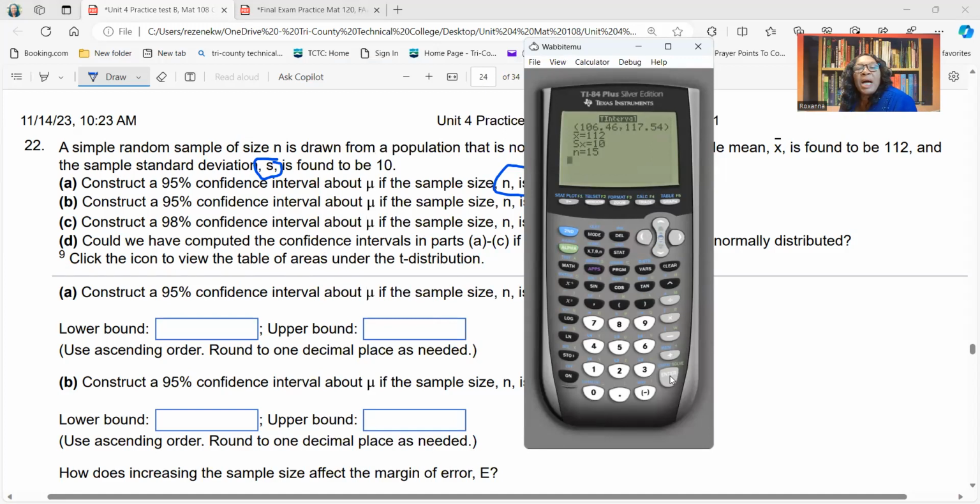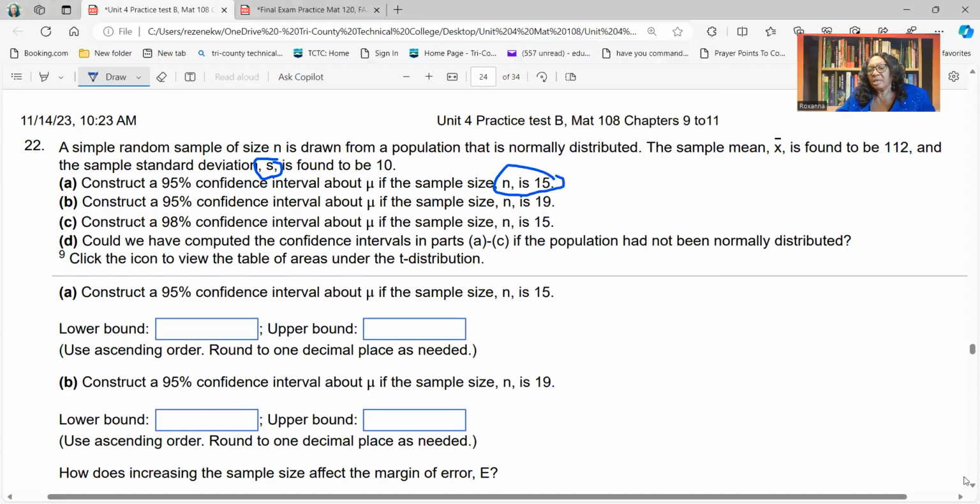Okay, so the lower bound is 106.46. The upper bound is that. You can be told to find the margin of error. Margin of error is upper bound minus lower bound divided by 2. And whatever you are told to find, you can find it. Then fill in the blank spaces. Okay.